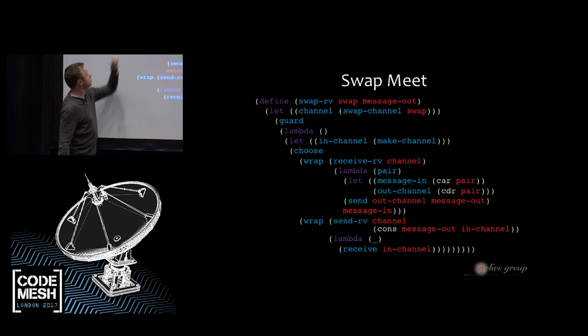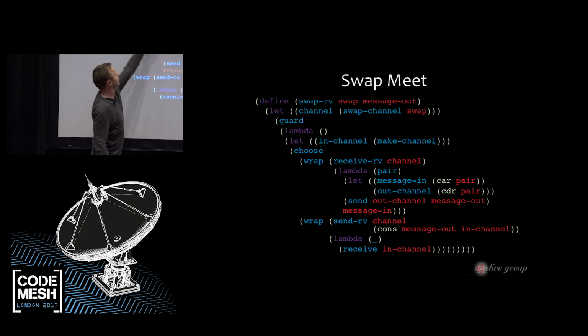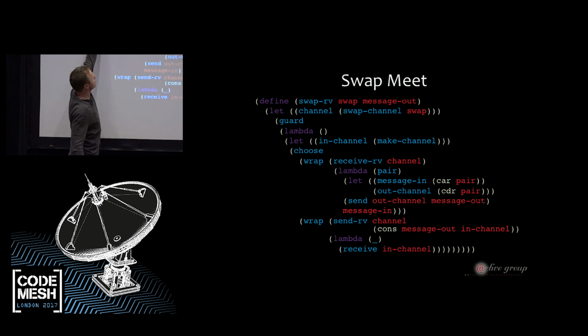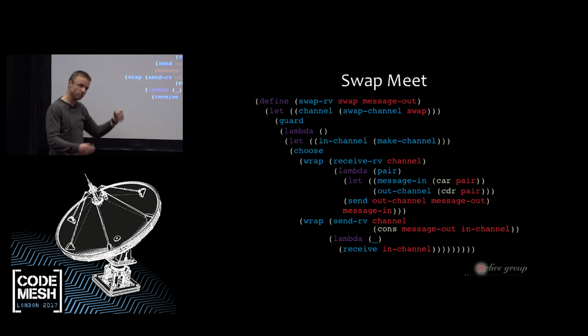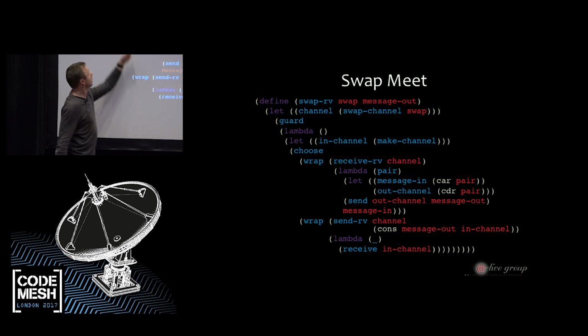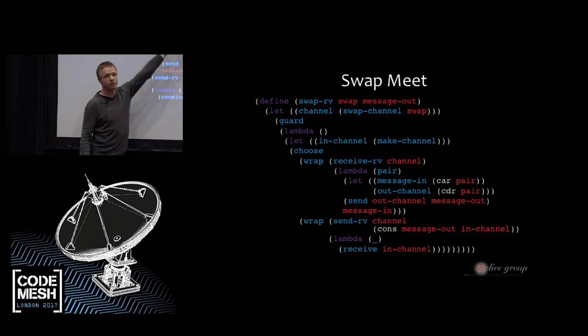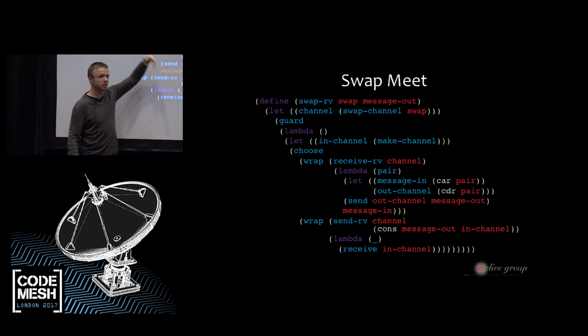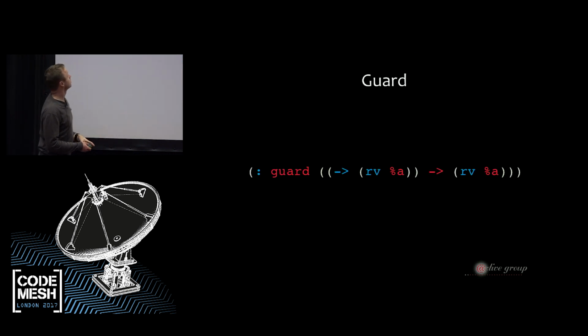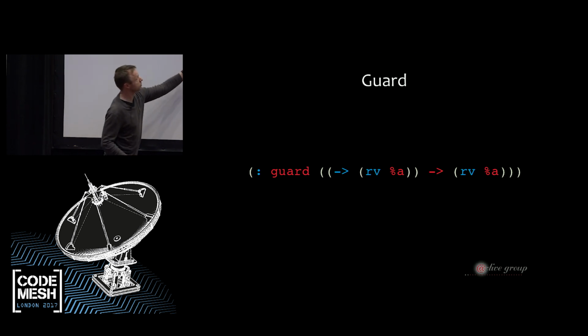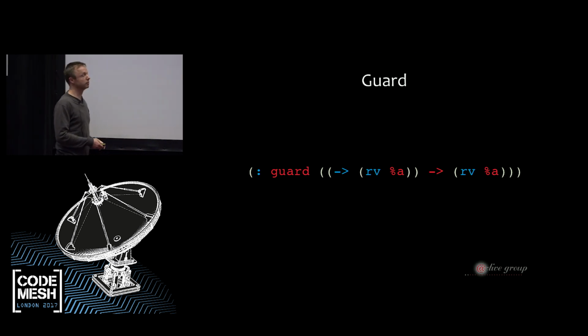So that uses the choose combinator. There's another combinator up there which says guard, which is there to make sure that we always allocate. So guard just takes a thunk that produces a rendezvous and converts that into a rendezvous, because each time the rendezvous executes, if you will, you need to create a fresh channel up here. So each time it executes, that thunk gets run. So here's guard, takes a thunk, produces a rendezvous, and coerces that into a rendezvous. Okay.